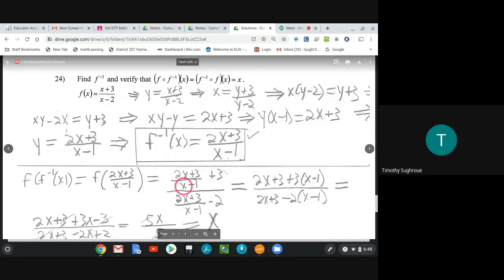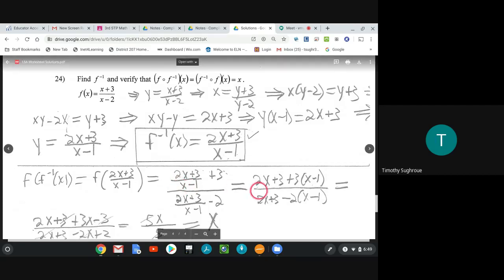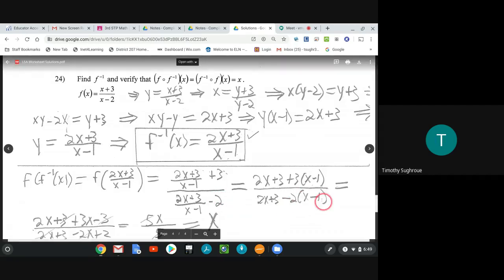If I multiply this first fractional term by x minus 1, the denominator just cancels, and I'm left with 2x plus 3. But I have to multiply this 3 by x minus 1 as well. If I multiply this fraction by x minus 1, the x minus 1's cancel. But I have to multiply the negative 2 by x minus 1. Complex to non-complex in one step.